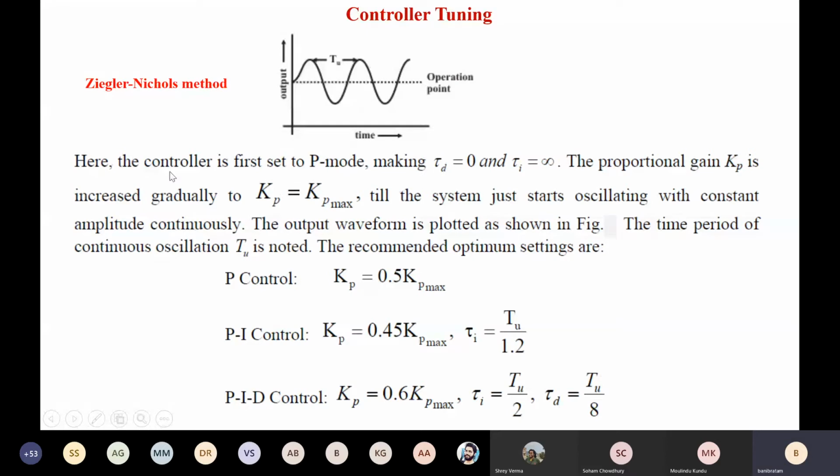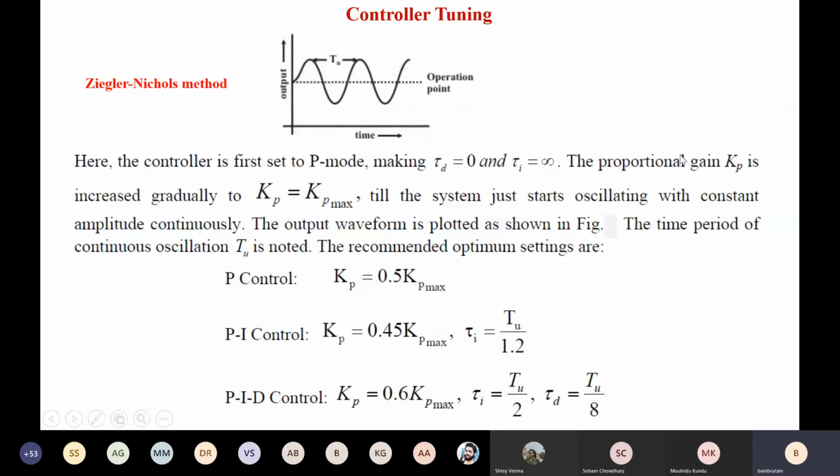Suppose initially we use the controller in P mode. What does it mean? Initially we assume tau d equals 0 and tau I equals infinity. That means the derivative portion is 0, because derivative portion means tau d into d/dt, and the integration is 1 by tau I into integral of e dt. So 1 by tau I is 0 for infinite tau I. So both the derivative and integral action we make 0. We use only P mode.